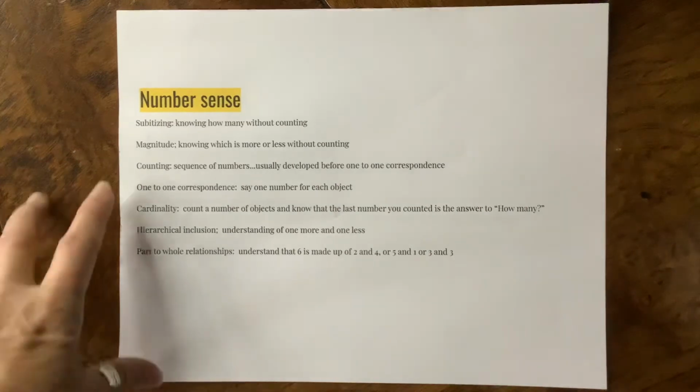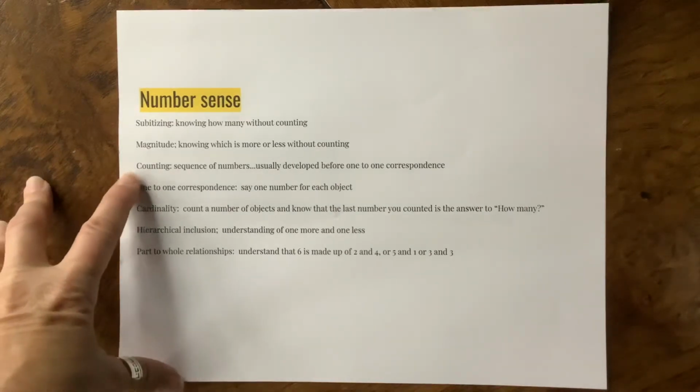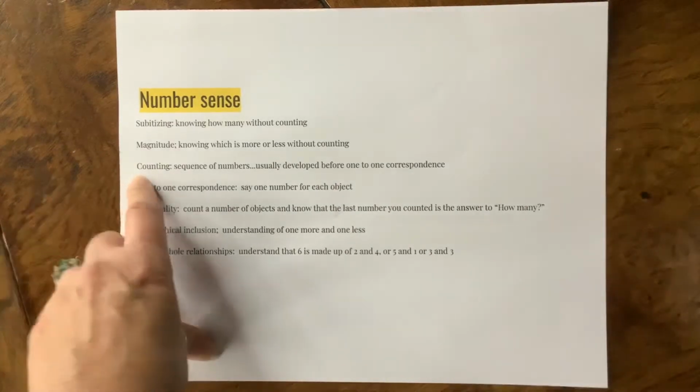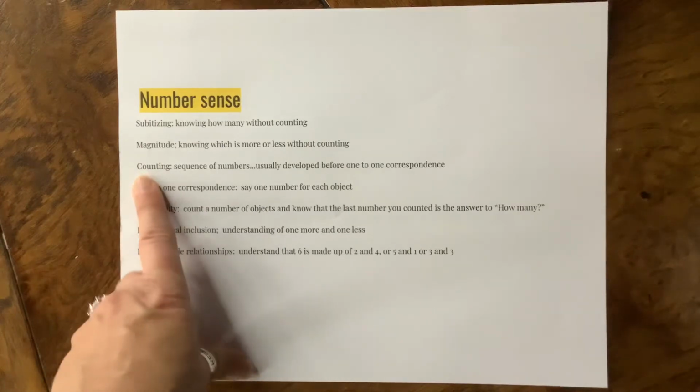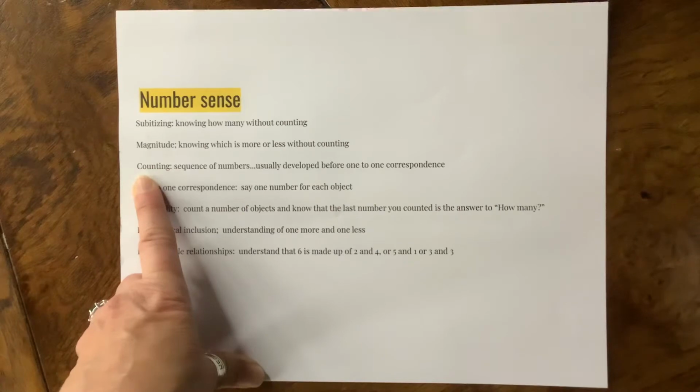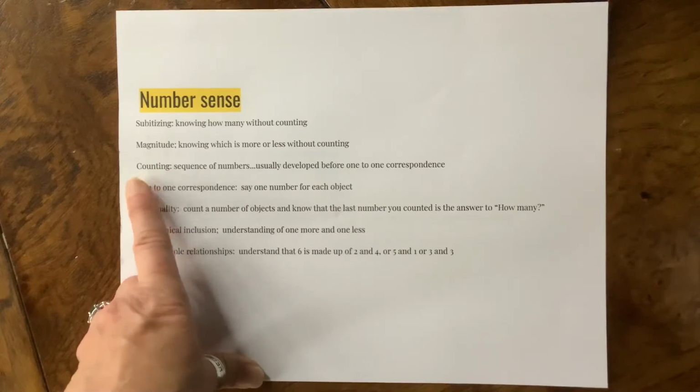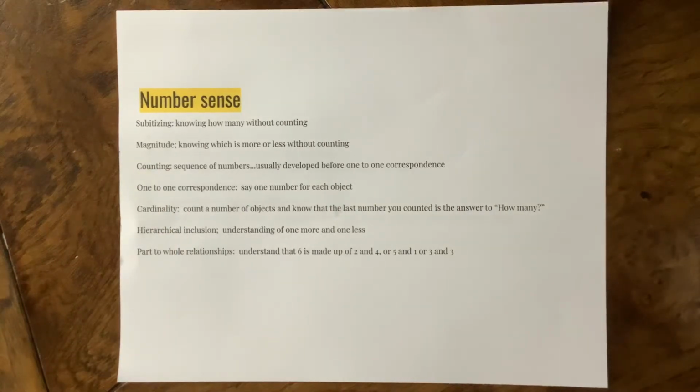The first thing that we usually start doing with our children is we start counting. Counting is the sequence of numbers, and it's developed before the one-to-one correspondence. So that might look like you and your 2 or 3 or 4 or 5-year-old just counting off a sequence of numbers. That is an important skill. It is one of the first skills that kids learn because we tend to count with them.